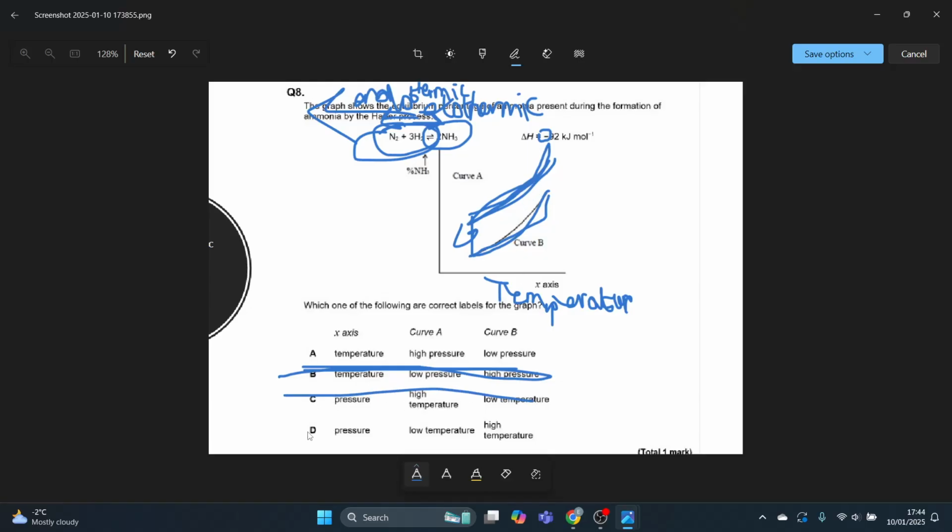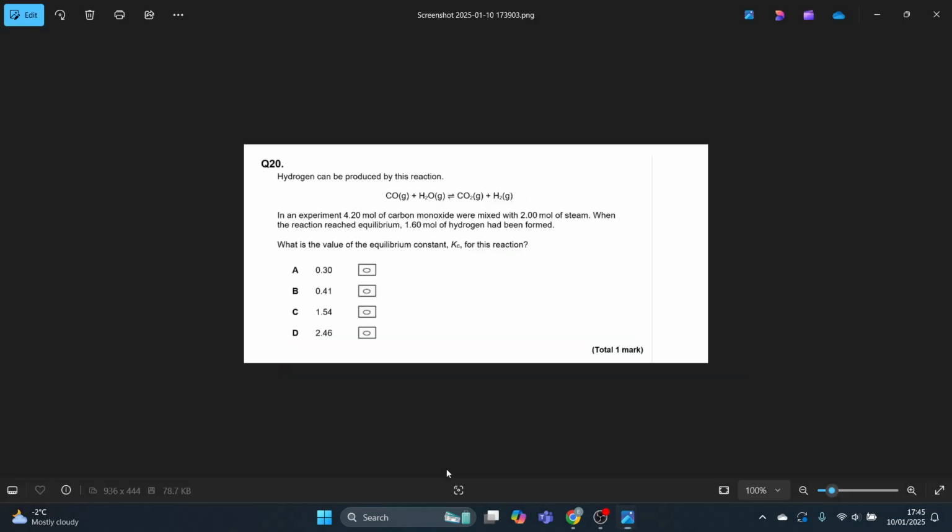Lower pressure, low temperature, it's going to shift to the exothermic direction, therefore there will be more ammonia. High temperature is going to shift to the endothermic direction, therefore there will be less. That makes sense though. So which one is it? Pressure, low temperature. I think the answer is A, but we'll have to have a look at it again when we go through it.